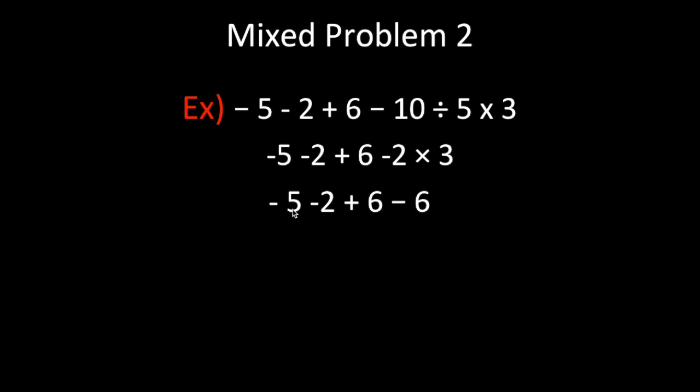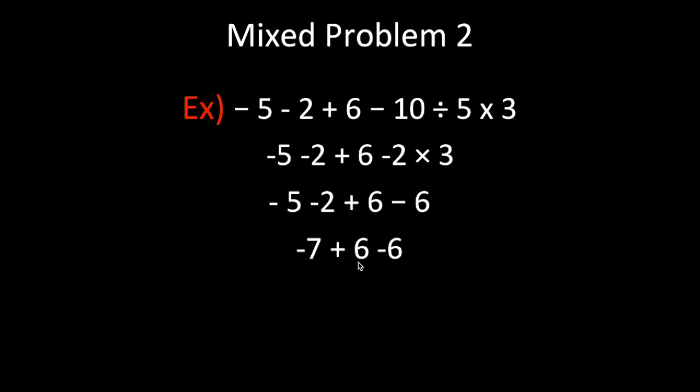Negative 5 minus 2, because they have the same sign, you add them and you keep the sign. So 5 plus 2 is 7, and because both of them are negative, you keep the negative sign. Bring down everything else. Negative 7 plus 6 minus 6.